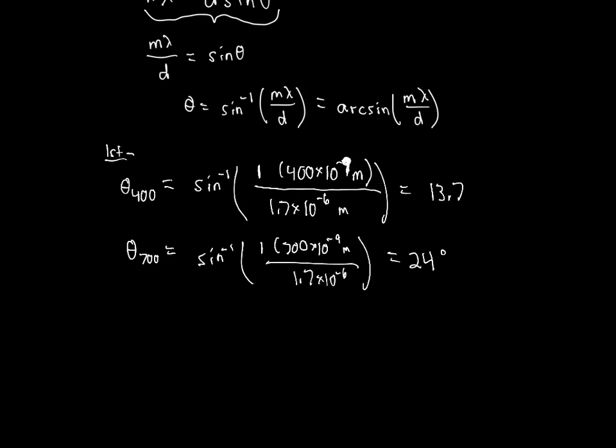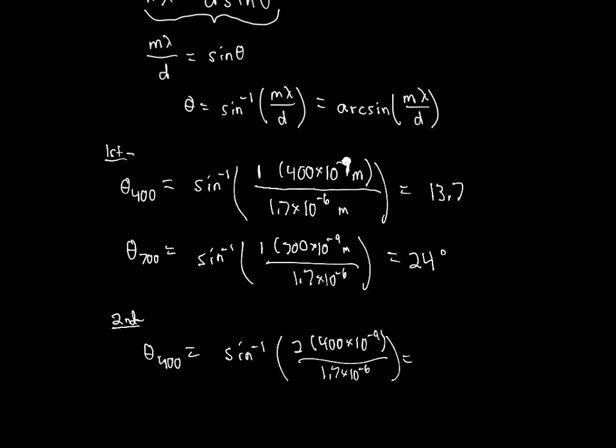So it's just the metric conversion. Second bright spot, how would I do that? Just put a 2 in for m. Theta 400 equals inverse sine of 2 times 400 times 10 to the negative 9 divided by 1.7 times 10 to the negative 6. Plug and chug your numbers in. You got 28 degrees.